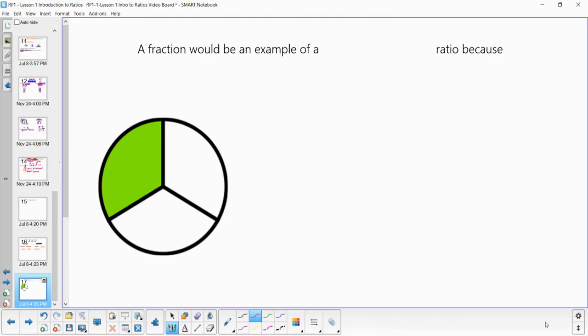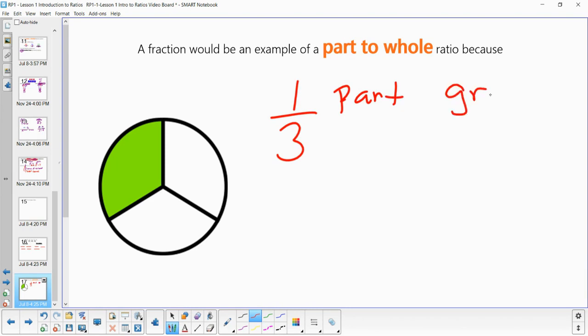So understanding this idea of part to part and part to whole, when I look at a fraction, that would be an example of a part to whole ratio. Because when I look at a fraction, the fraction that's colored in here would be 1/3. So 1 part is green, and there are three whole pieces in my circle. So a fraction again represents a part to whole ratio.